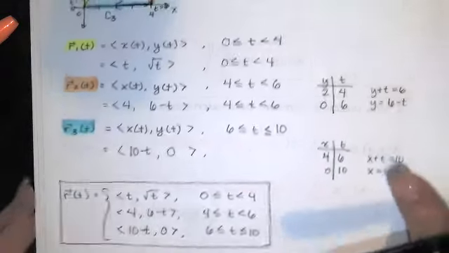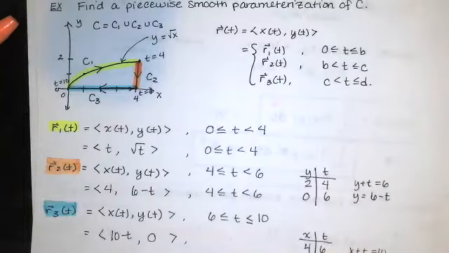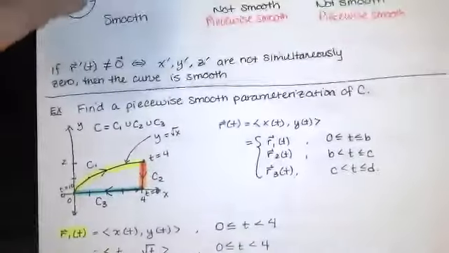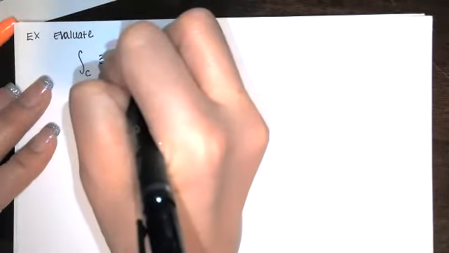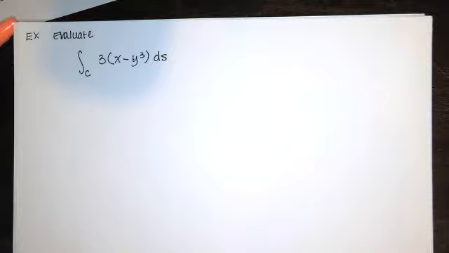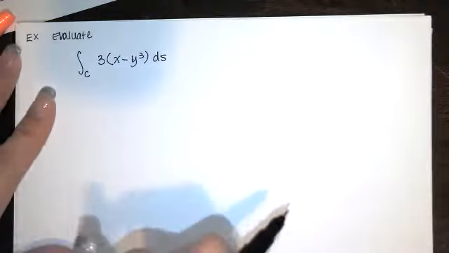Now let's say that this is our curve and someone asks us to evaluate this integral over the curve C. So someone says, okay, evaluate the integral over C of 3 times the quantity x minus y cubed ds. Well, in order to do that, you need to write everything in terms of t.